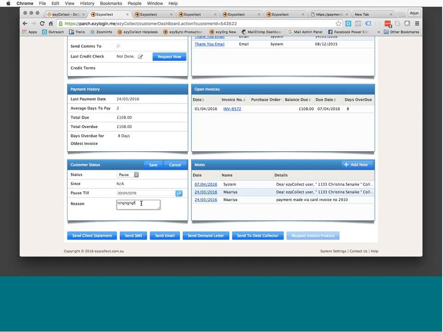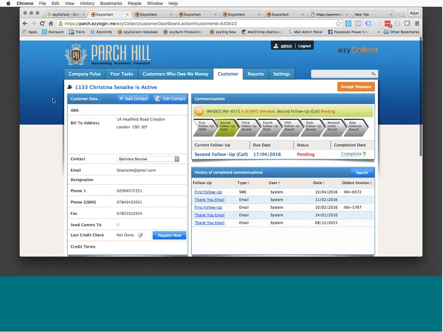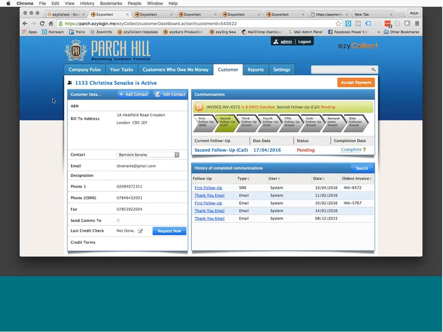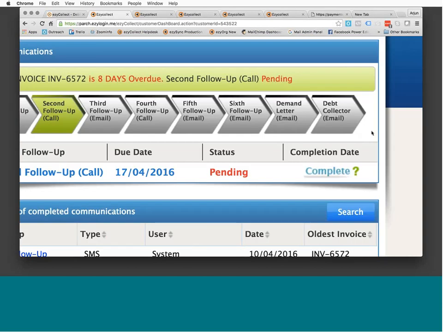And in fact, there is a feature in the system where if someone does pay you, you can automate thank you messages as well. So you can automatically send a thank you message to your customer when you've marked it as paid within your EXO database. And what you also notice here within ezyCollect, I mentioned to you earlier about having credit checks as part of the system. You've also got something called demand letter and debt collection as the last two steps.